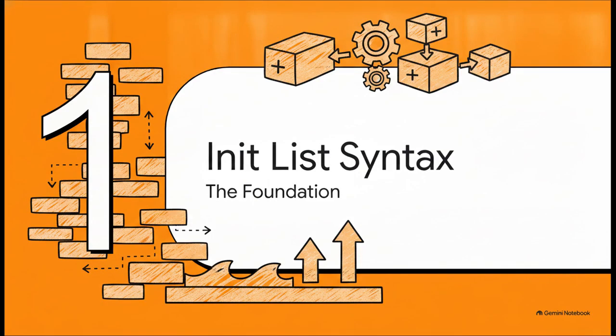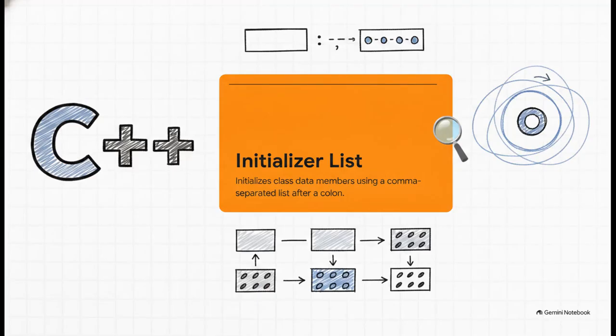Section 1, initializer list syntax, the foundation. Simply put, an initializer list is a specific mechanism used to initialize the data members of a class. The syntax is pretty unique. It's tied to a constructor and written as a comma-separated list of members sitting right after a colon. Basically, it allows us to initialize data members directly the moment an object is created, literally before the actual code block of the constructor even begins to run.